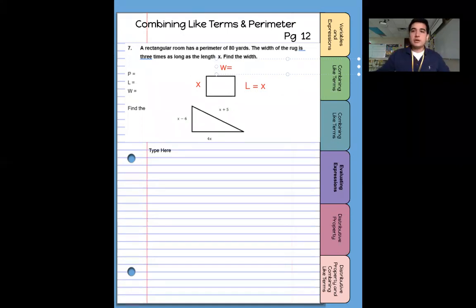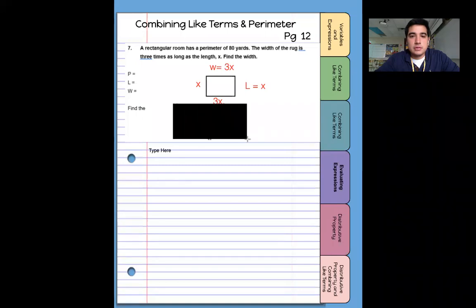So hopefully when y'all been translating expressions, you will know that 3 times means we're gonna multiply by 3, right? So if the length is X, that means the width is 3 times X, so 3X, okay? And if that side's 3X, that means this side is also 3X, okay? And don't worry about this triangle. I think that was a mistake because we've already done that one. So I'm gonna try to cover it real quick. There we go. So don't worry about that.